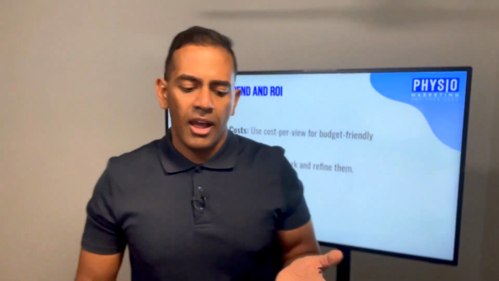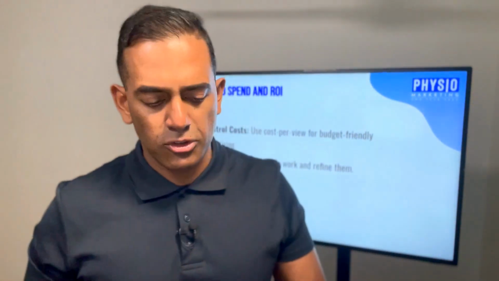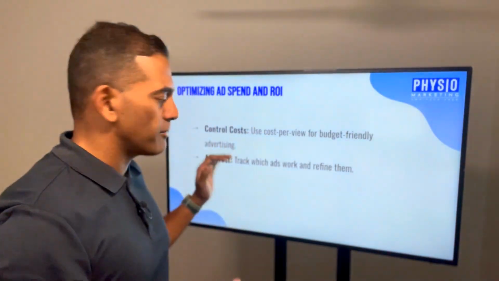Now, how do you control the costs on this, especially if you're first starting out? One of the good ways to do it is to use cost per view. That literally means you only pay if somebody views your ad. It's a good way to start off and see what's working and what's not working. There are so many other methods, like CPM, which is cost per 1,000 impressions and all that kind of thing, but cost per view is a good way to get started.